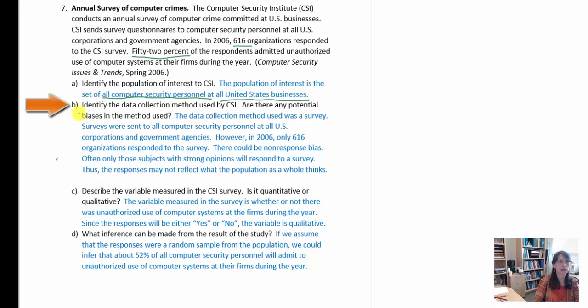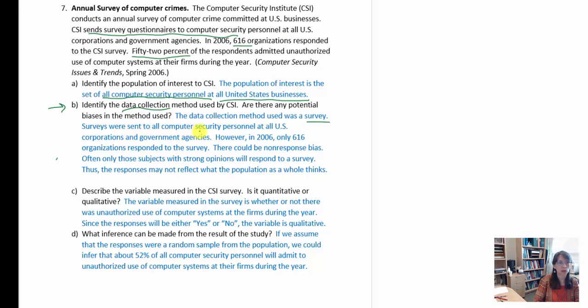In Part B, identify the data collection method used by CSI. Are there any potential biases in the method used? As far as collecting data, it says that there was a survey sent out. The survey was a questionnaire that was sent out. So that is a type of observational study. So the data collection method used was a survey, which we know is an observational study.